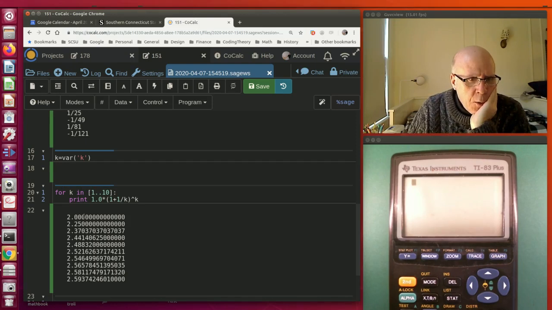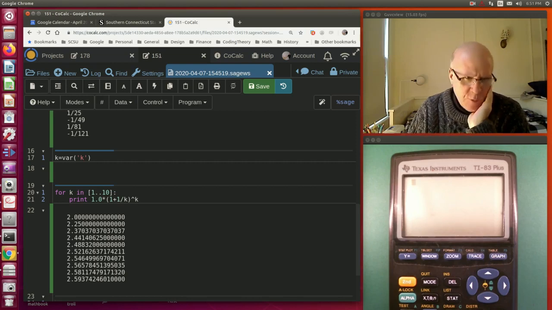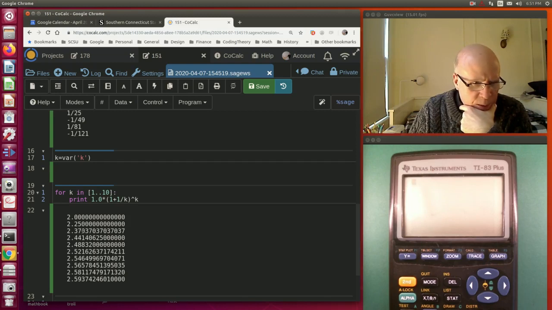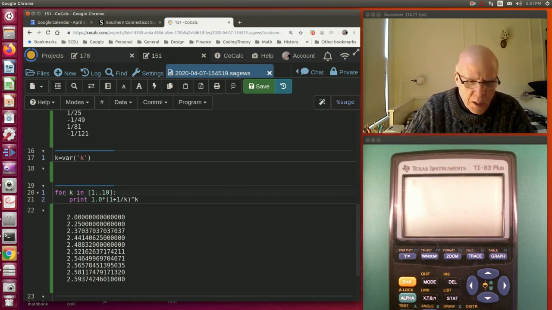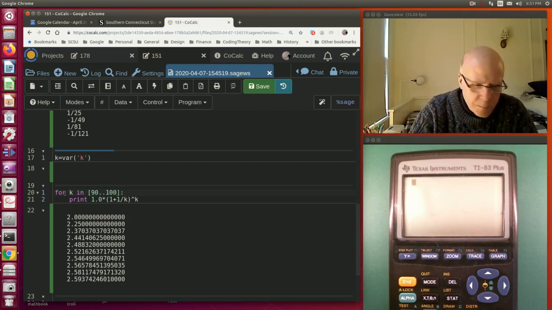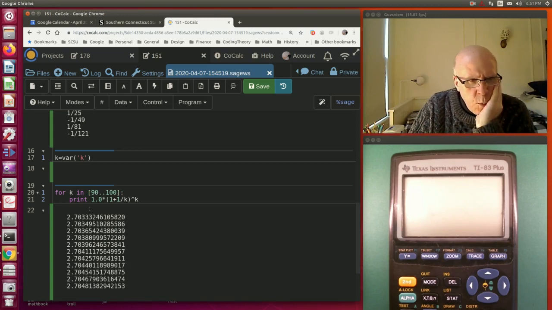Right. So you get 2. That's when k is 1, and then 2 1/4, or it's 9/4 if you want to think through how that would work out. We've got something like 2.37. You see that the numbers are staying smaller than 3 at least. The 10th one is 2.593. Let's take this a little farther down the line, shall we? How about if we go from 90 to 100? 2.703, and down here, so it's getting closer to something, isn't it?